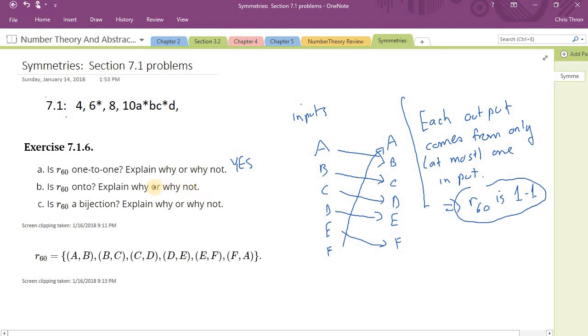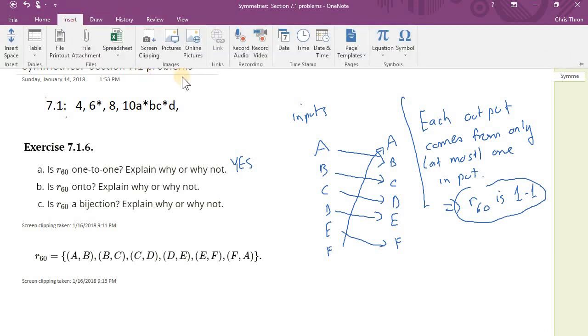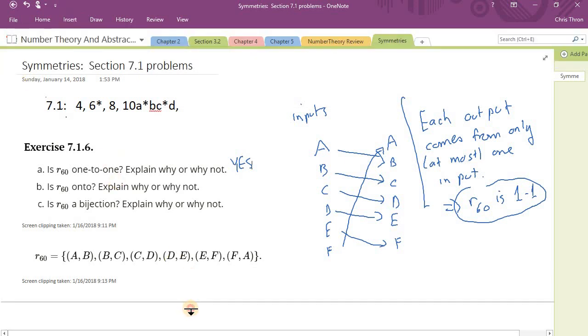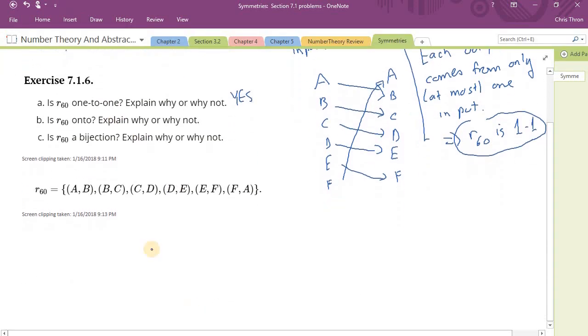Right, now the second one: is R60 onto? Let's remember what we did previously. Where do we insert space? Okay, let's go down like this. Okay, so for part B, let's think about that. For part B, is R60 onto? So here I should label this as part A.